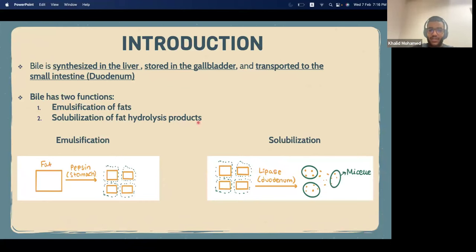So I'll ask you a question. Now that you know the function of bile, if bile cannot reach the duodenum for any reason, whether it was a problem in synthesis or transfer to the duodenum, what will happen? Lipids won't be digested. Exactly. And that's a condition we call steatorrhea, where we have a lot of fat and lipids in the stool.